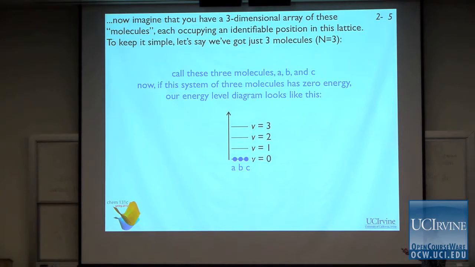These are the quantum numbers for the vibrational states. V equals 0, that's the ground vibrational energy level. 1, 2, 3. You remember all this from quantum mechanics.